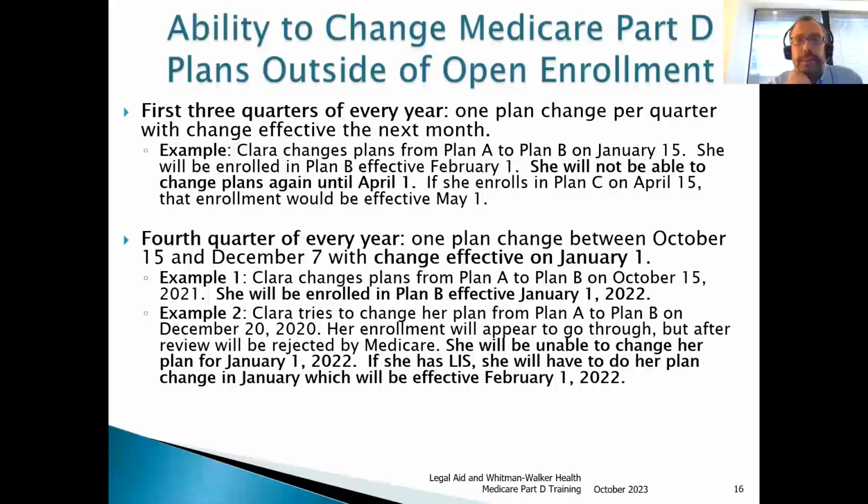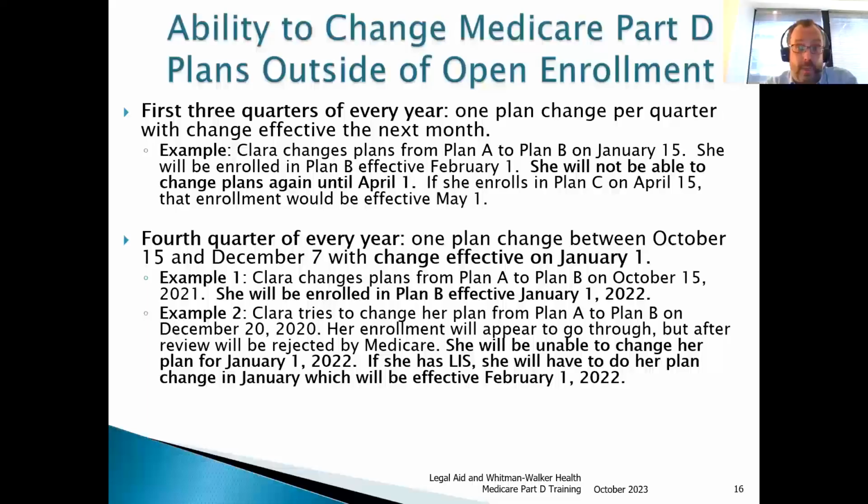And I mentioned earlier that people who receive the low-income subsidy or QMB are able to change their plan with a little more frequency outside of the open enrollment period. Several years ago, I think up through maybe 2018 or 2019, they could change their plan any month. They could change their plan at any time in the year, and that plan change would be effective the first of the following month. That rule is now a little bit more restrictive than it used to be.